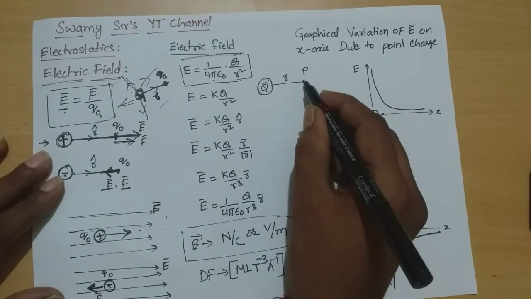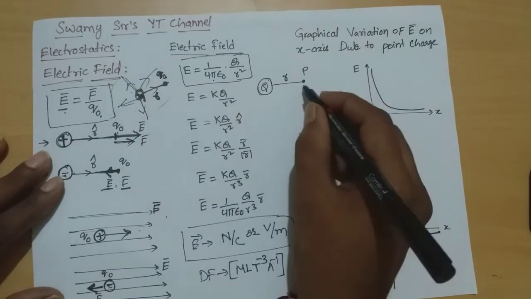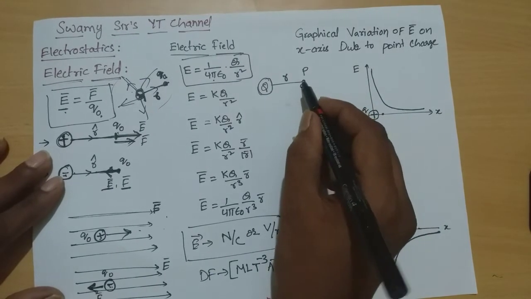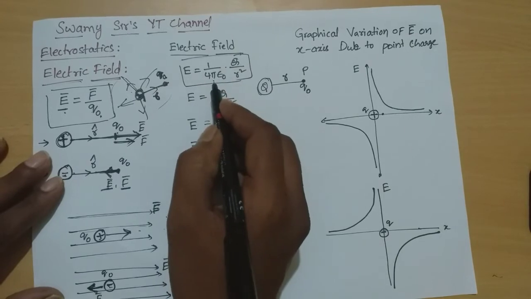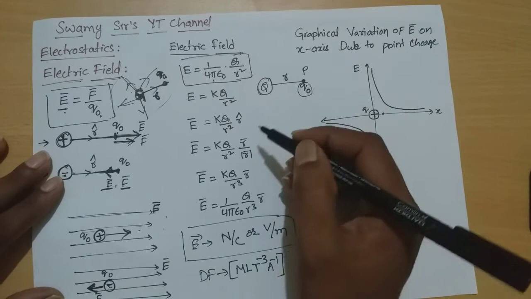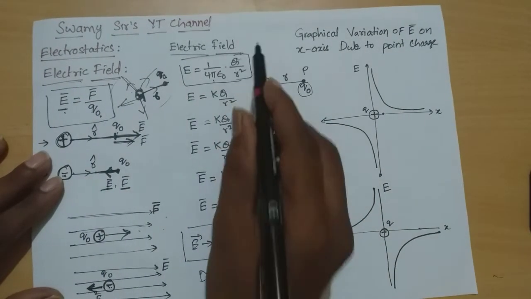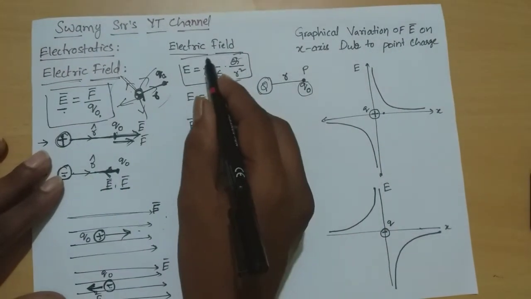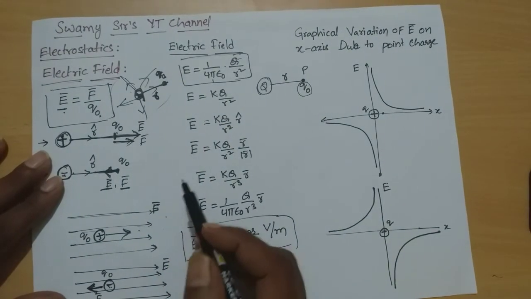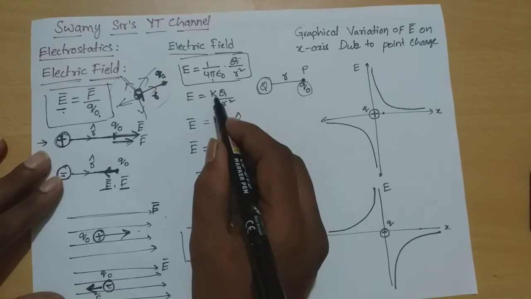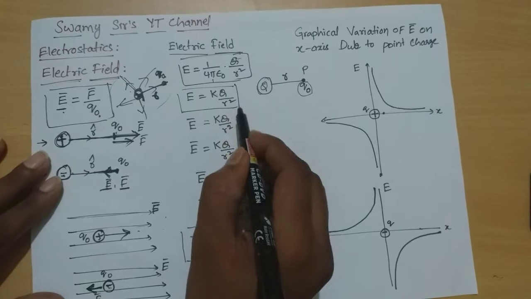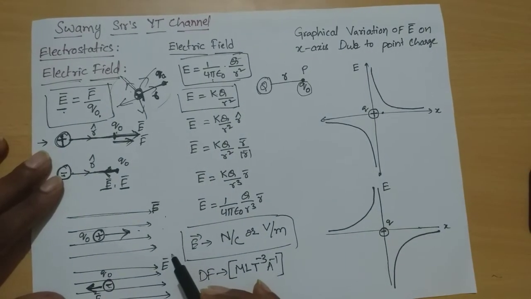To find the electric field intensity at this point, as I already said, we have to assume one test charge q naught. Now the electric field intensity at this point is 1 by 4 pi epsilon naught q by r square. Here the electric field does not depend on the test charge, it only depends on the source charge. Here in place of 1 by 4 pi epsilon naught, I am writing k. In the previous classes I said k is the electrostatic constant, equal to 1 by 4 pi epsilon naught. Now E equal to kq by r square. This will give the magnitude of the electric field.